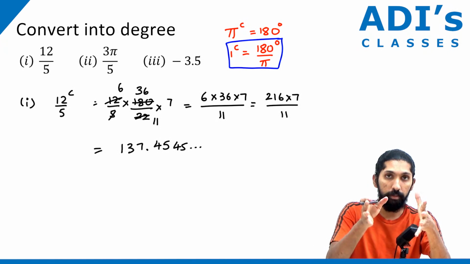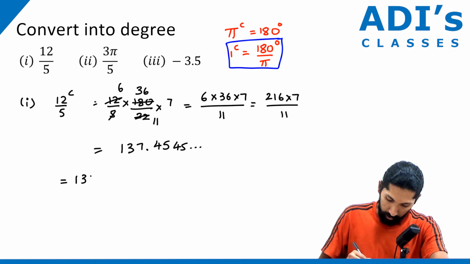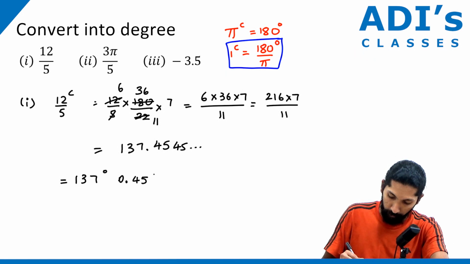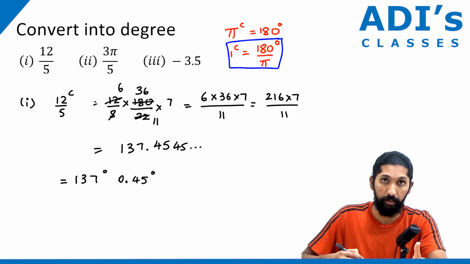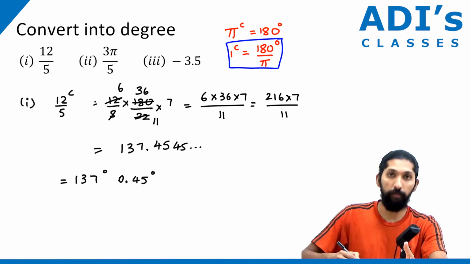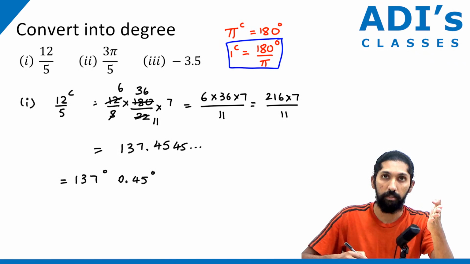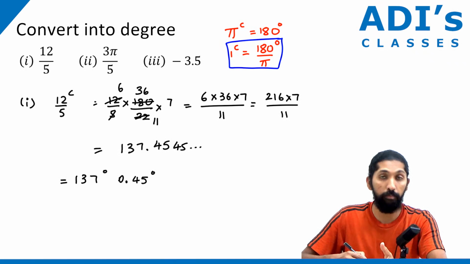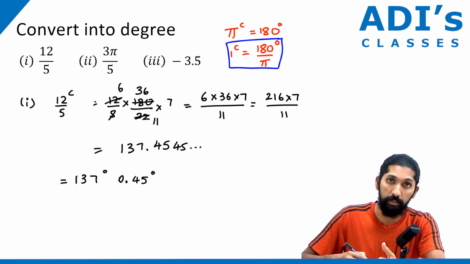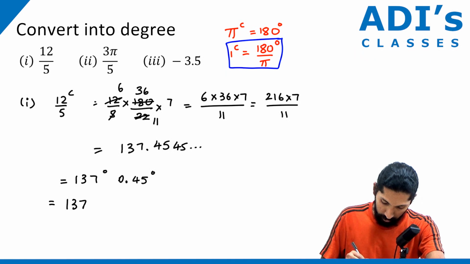Now what you do, keep the 137 separately. That means you can take this as 137 degree and 0.45 degree. Again, I'm telling you, 0.45 degree. So 0.45 degree we can convert in terms of minutes. See, 1 degree is how many minutes? 1 degree is equal to 60 minutes. Correct? So 0.45 degree will be what? 0.45 into 60.